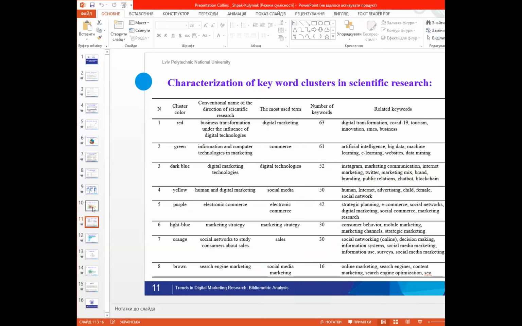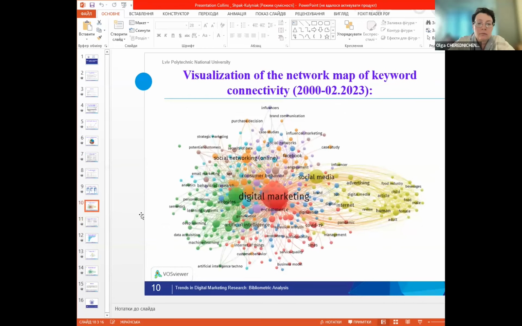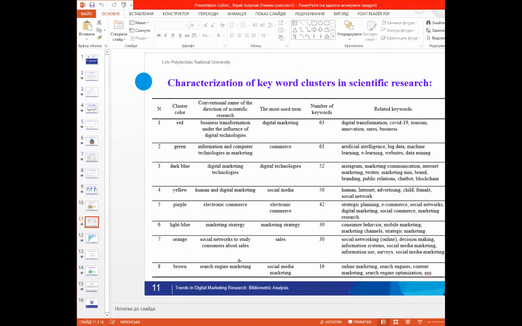So we can see that digital marketing has the biggest number. Yeah. Artificial intelligence, here you can see, it's not much.